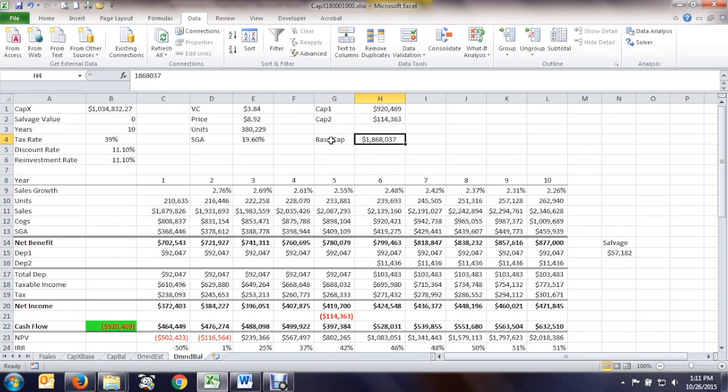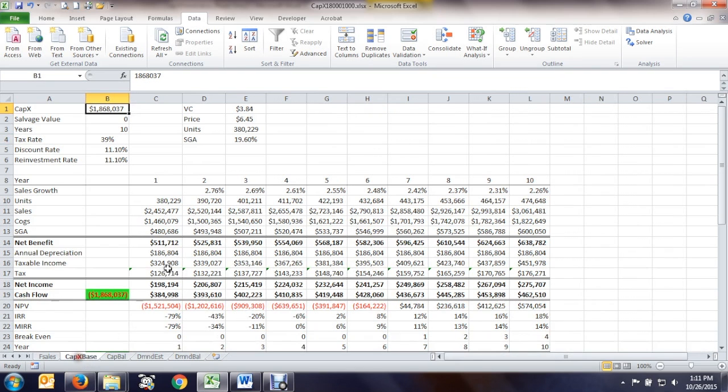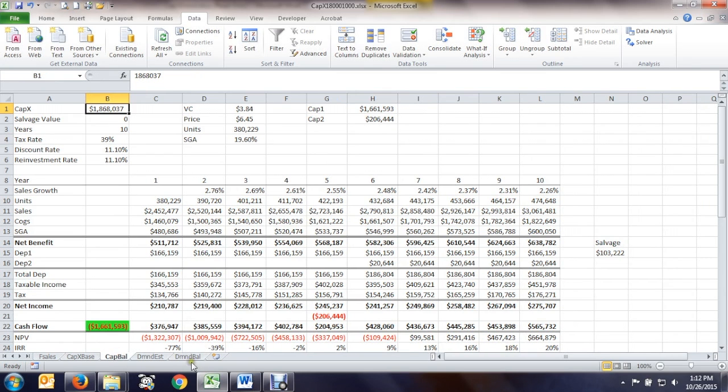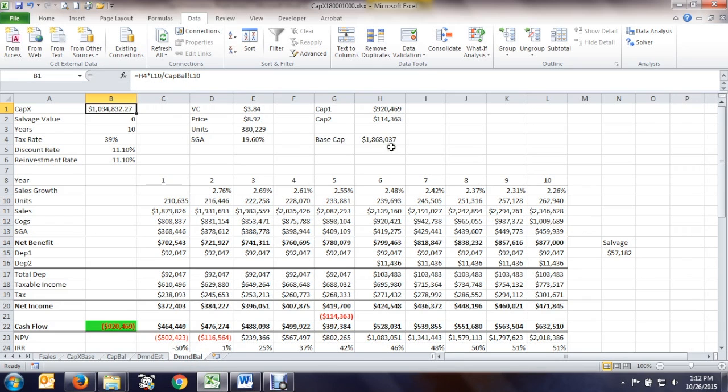We're going to create a tab here called base cap, and it's going to be equal to the initial capital expenditure that you were given. And then we're going to adjust this equation so that instead of referring back to the CapEx sheet, we're just going to refer to this base capital number. So you can take a look at our number here, or the equation.